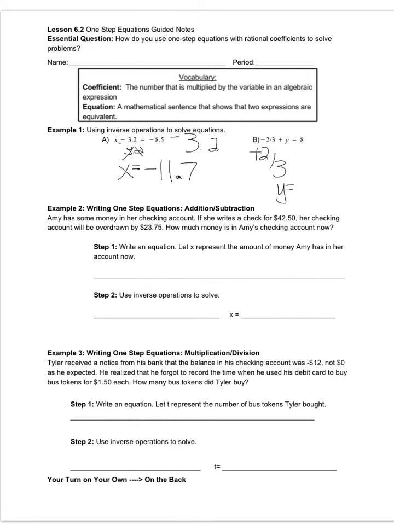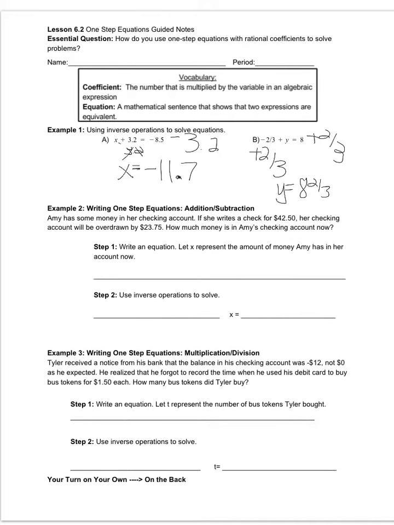And since I added 2/3 on the left, I need to add 2/3 on the right. So 8 plus 2/3 is 8 2/3. And again, if I were to check this by substituting my value in place of my variable, my problem would be negative 2/3 plus a positive 8 2/3, which would in fact equal a positive 8.